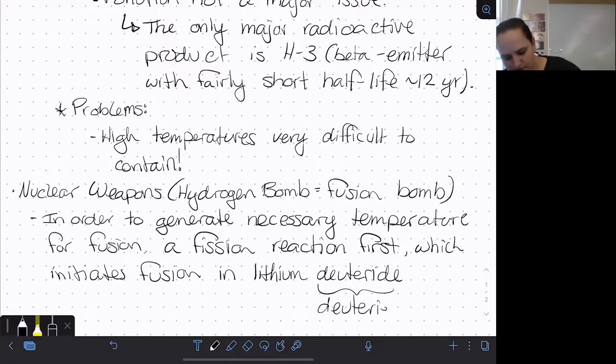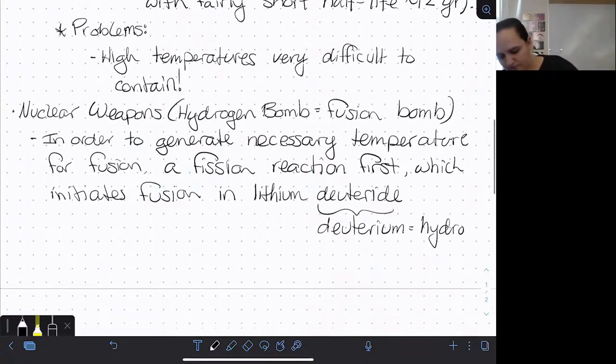Deuterium is just a common name for hydrogen-2. For whatever reason, we gave cute names to all of the isotopes of hydrogen. Hydrogen-1 is known as protium, hydrogen-2 is known as deuterium, and hydrogen-3 is known as tritium. So lithium deuteride is the typical fuel that was used in hydrogen bombs.